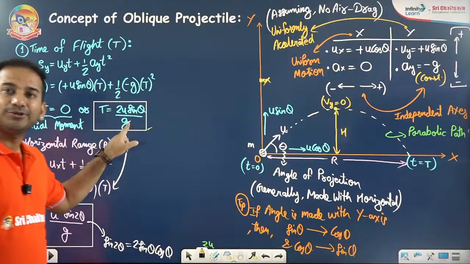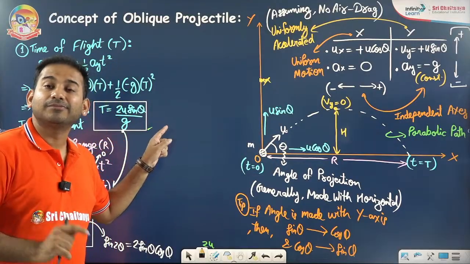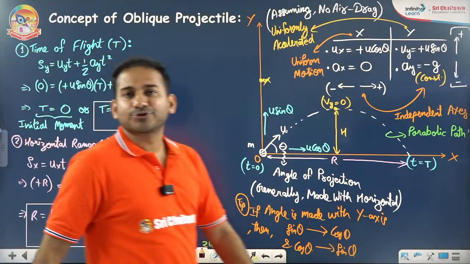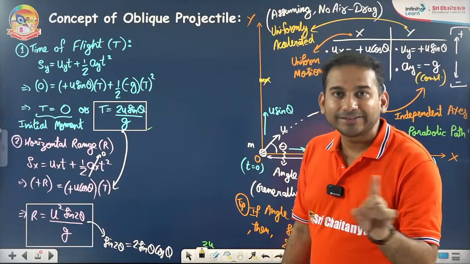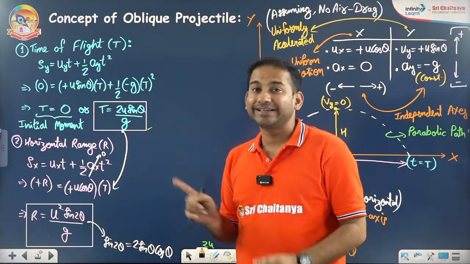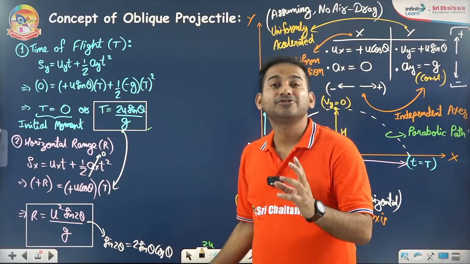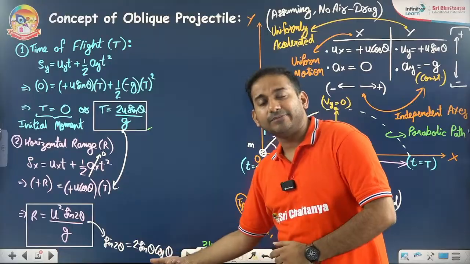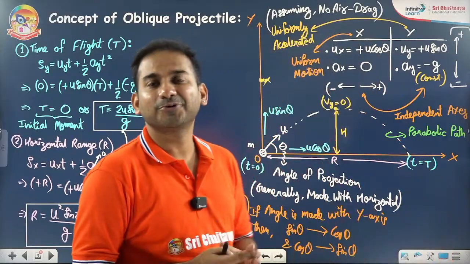So in the time formula, where you generally write 2u sine theta by g, if you make the angle with vertical, the same formula will become 2u cos theta by g. But in the range, u square sine 2 theta by g, the formula will be unaffected. Don't make the mistake of writing sine 2 theta as cos 2 theta. No. Sine theta will change to cos theta, cos theta will change to sine theta, and sine 2 theta will remain unchanged. I repeat, sine 2 theta remains unchanged because sine and cos exchange their positions, and hence the expression will remain unaffected. I hope my point is clear.